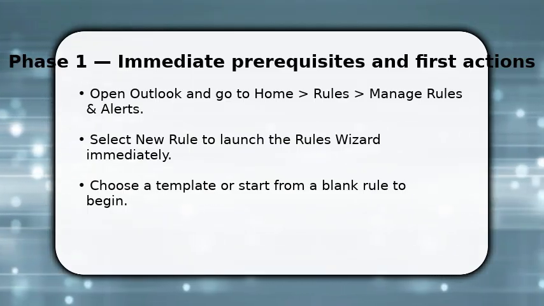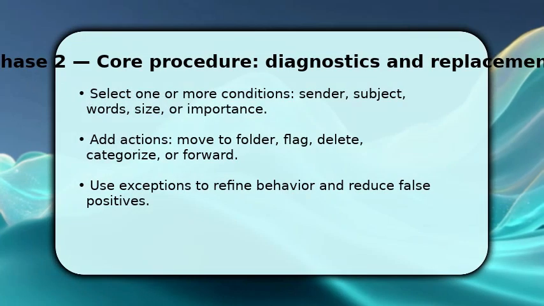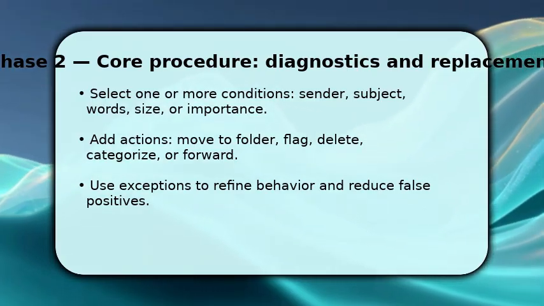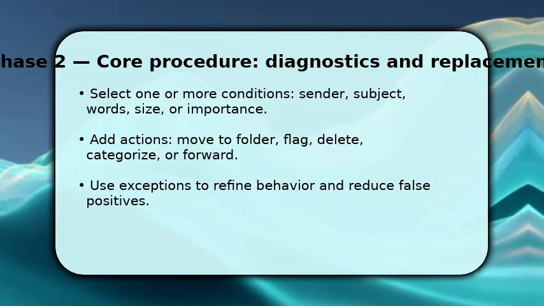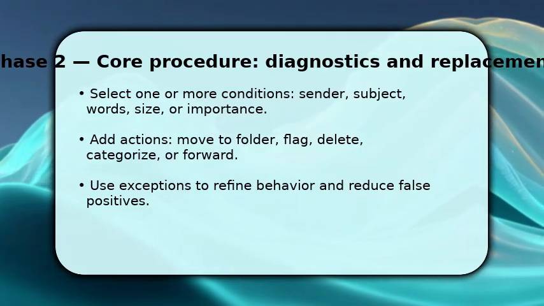You now define the rule's brain. Pick conditions that match messages you want to manage. For example, sender equals boss or subject contains invoice. Then choose precise actions: move to folder, categorize, forward, or delete to automate the outcome.